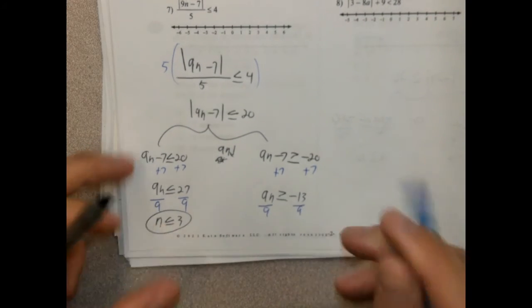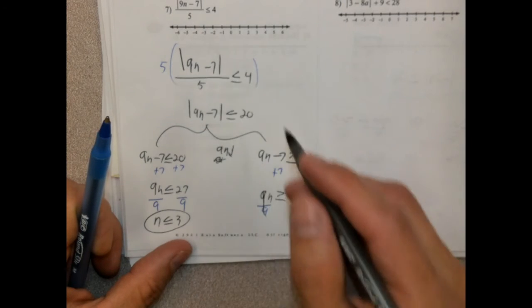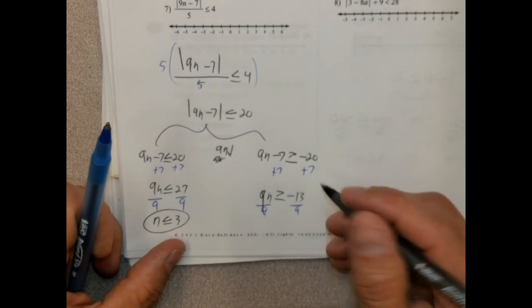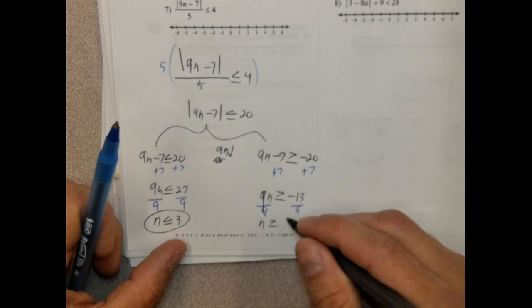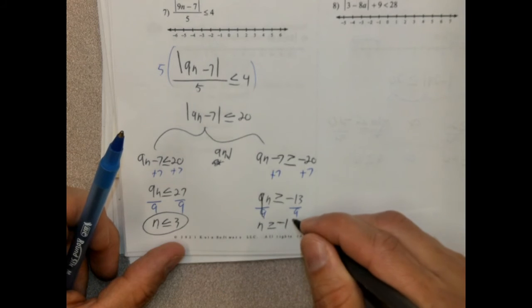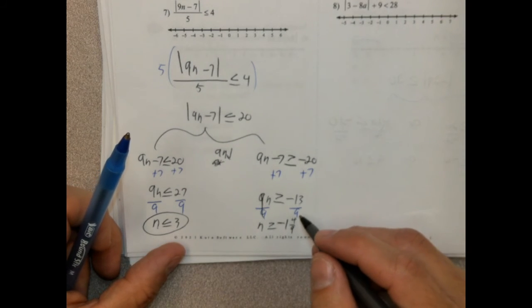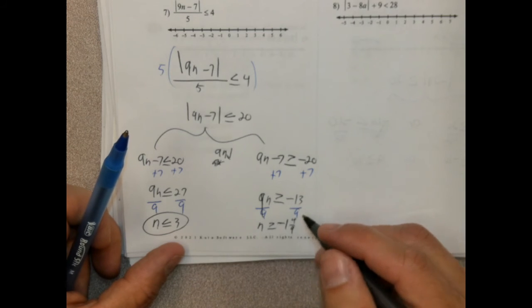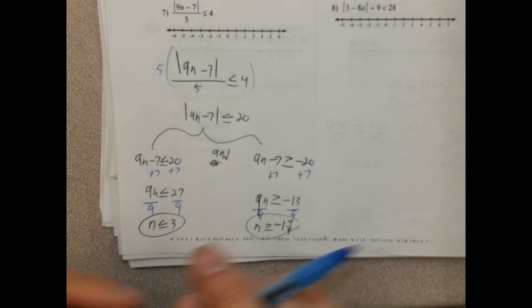This is fairly common with absolute value inequalities once you start adding a lot of steps. And n is greater than or equal to negative 13 over 9, which would convert into negative 1 and 4/9. I just do that so it's easier for me to graph. 9 divides into 13 once with remainder 4. Okay, so it's basically just under negative 1.5.